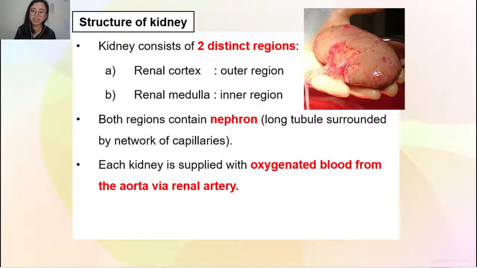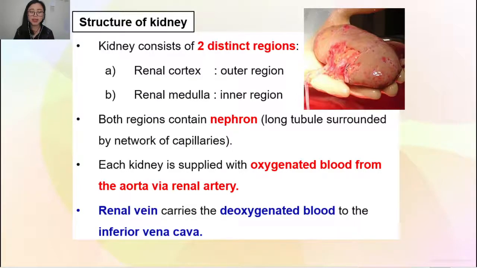And each kidney will be supplied with oxygenated blood from the aorta via the renal artery. Artery yang masuk dalam buah pinggang adalah renal artery. Renal vein is the vein that carries deoxygenated blood from the kidney to the inferior vena cava. So the main vein in the kidney is renal vein.